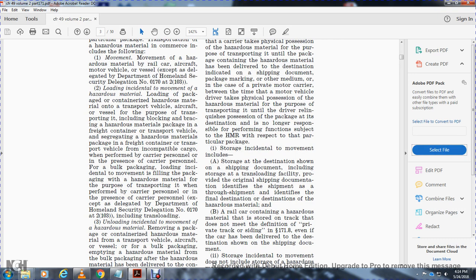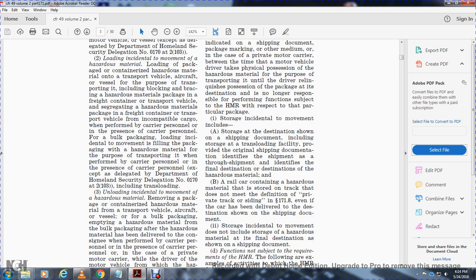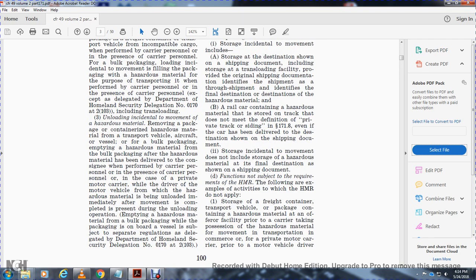Bulk loading and incidental movement: the filling of the packaging with the hazardous material for the purpose of transporting it, performed by carrier personnel or in the presence of carrier personnel, except as delegated to the Department of Homeland Security, Delegation Number 170.1 at 20.3, including transloading.